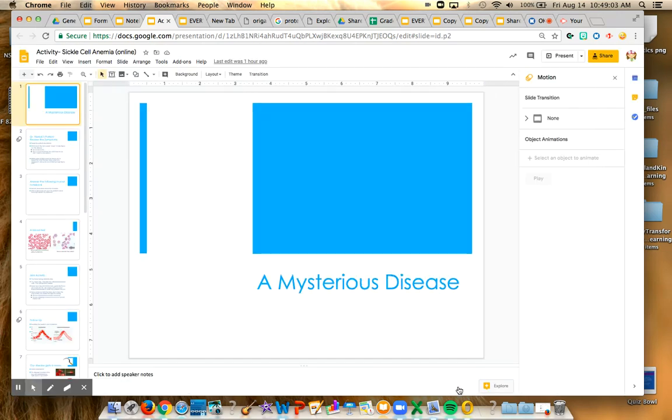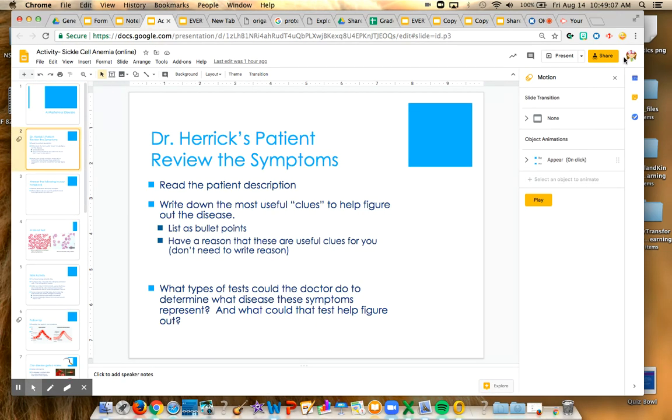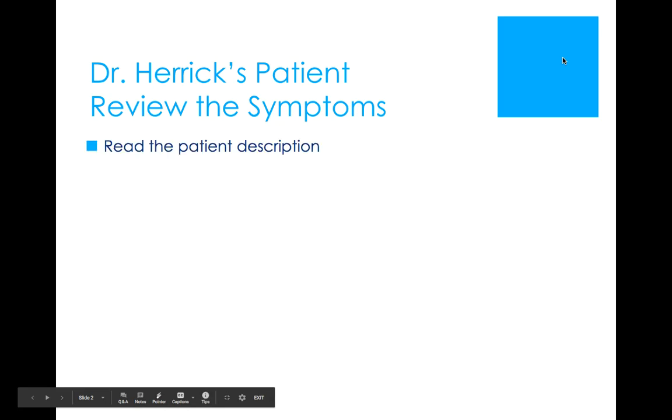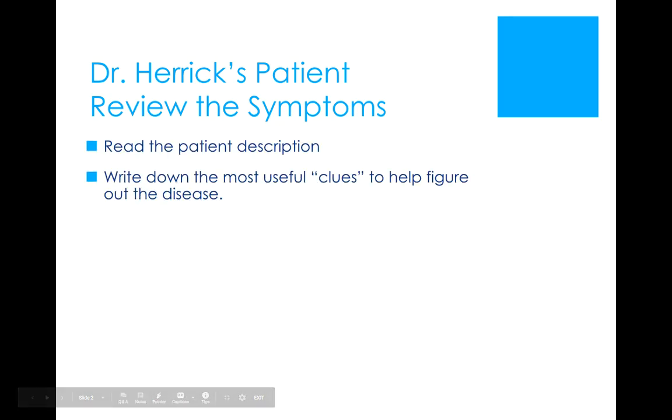All right, so we're talking about a disease. In our notebook, we have a description of a patient. So this patient comes in, he's got some different symptoms. These symptoms include things like fatigue and et cetera, et cetera. What I want you to do is read through the patient description, and you're going to write down in your notebook what you consider the most useful clues to help you figure out the disease.